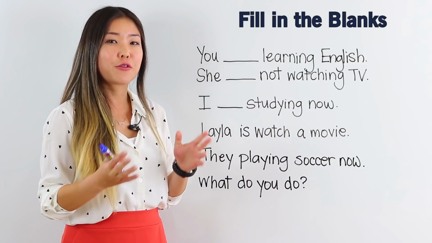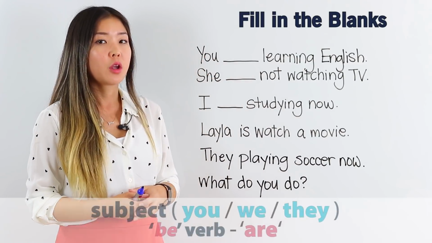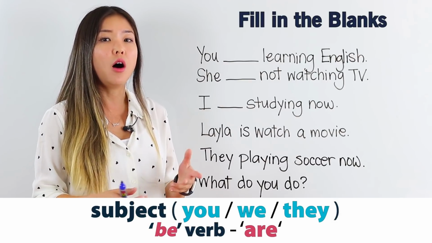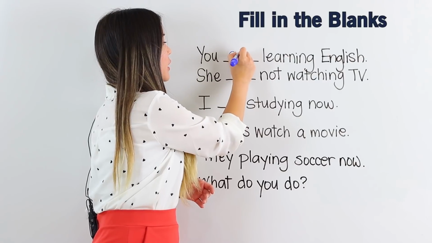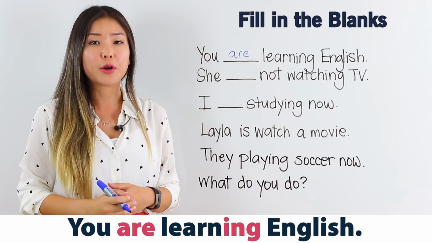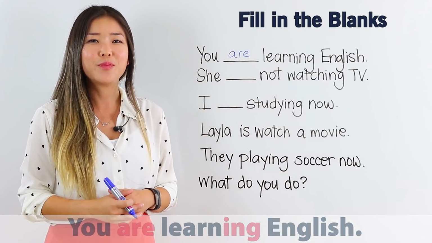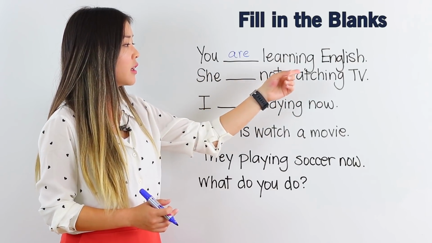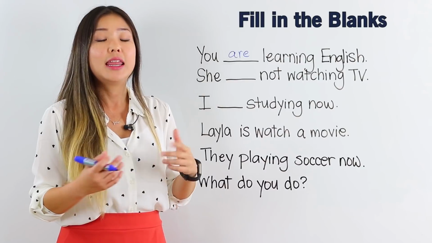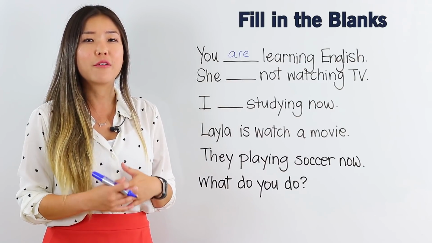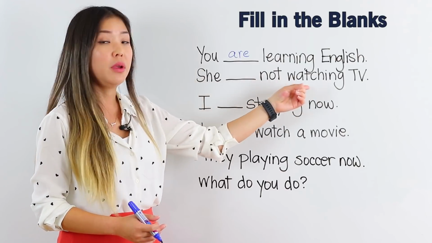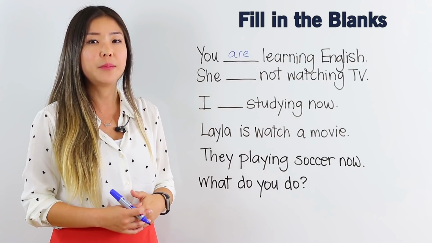The subject in the first sentence is you. For you, we, and they, we use the be verb are. So the correct answer is, you are learning English right now. The next sentence says, she blank not watching TV. This is the negative form of the present continuous tense. We have the word not before the verb ing.